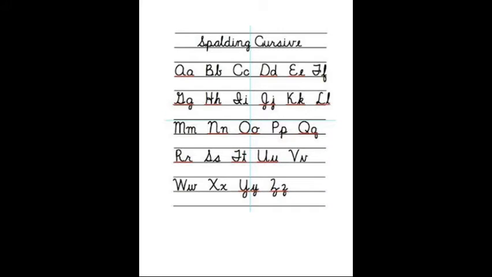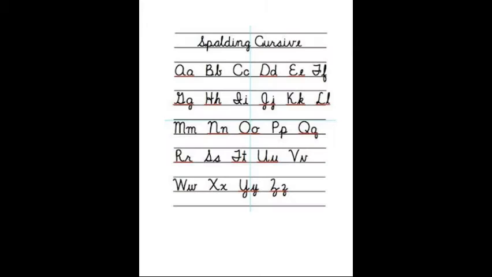We will use Spalding cursive. Spalding cursive is a clean form of cursive that doesn't have a lot of extra flourishes, so that makes it easier to translate from manuscript. Manuscript means printing. Also, Spalding cursive is very similar to manuscript writing.